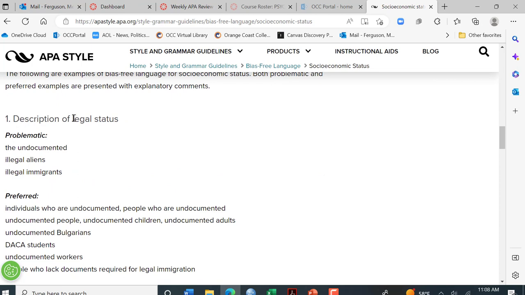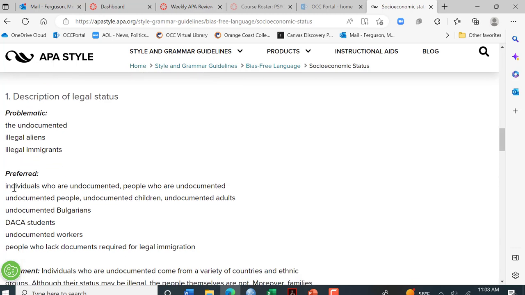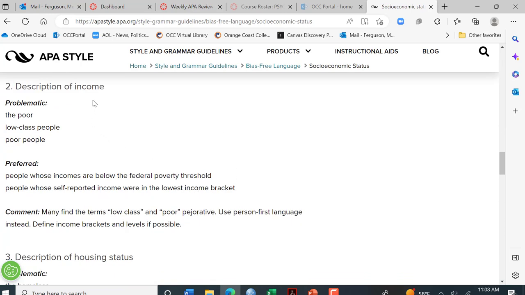So, description of legal status. Problematic would be the undocumented. Again, that's labeling them, right? So here maybe you say, with person-first language, individuals who are undocumented or people who are undocumented. Looking at income, something problematic would be the poor or poor people. Instead, refer to them as people whose incomes are below the federal poverty threshold level. That's much more descriptive, first of all, or people who self-reported income in the lowest income bracket. Again, much more specific and a much softer tone.